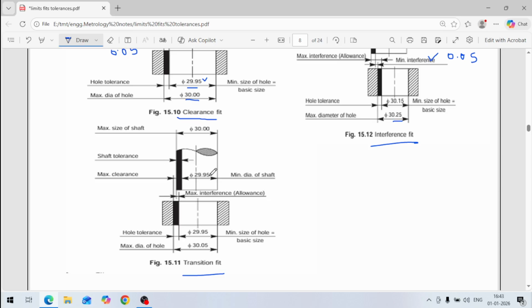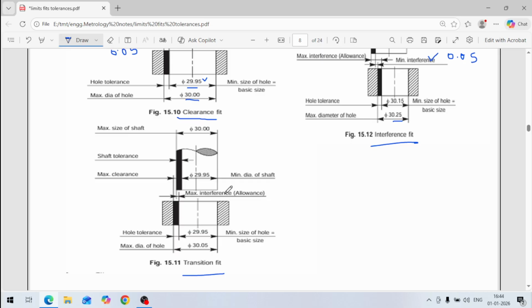So how much is the tolerance? The tolerance here also is 30 minus 29.95, so 0.05. Okay. So we see here, say the minimum size of the hole is 29.95 and the maximum size of the shaft is 30. So how much is the interference? Interference is 30 minus 29.95, it is 0.05 mm. Okay.